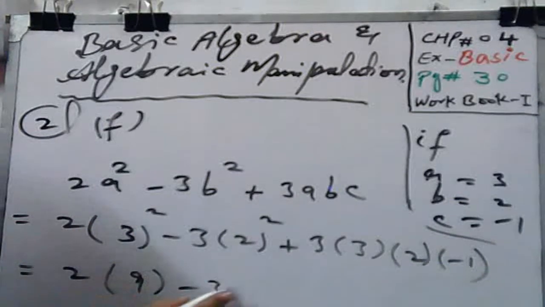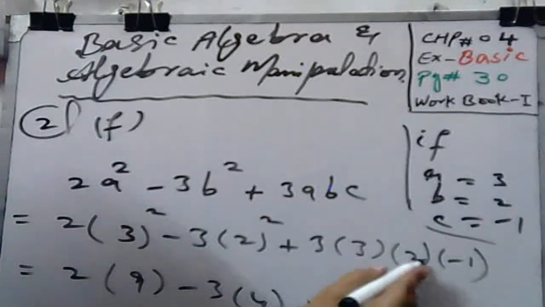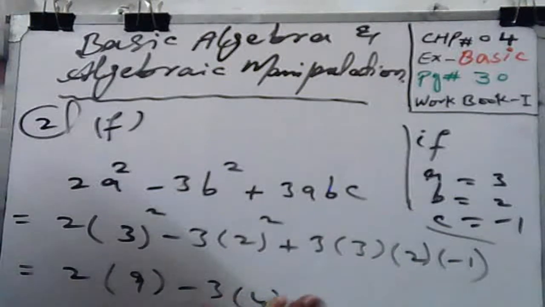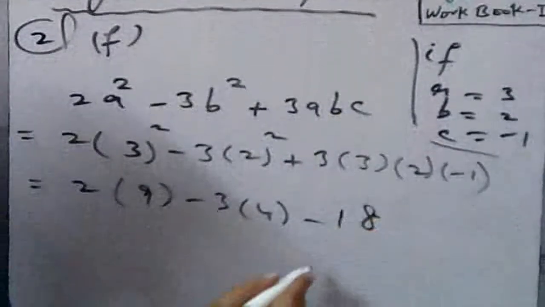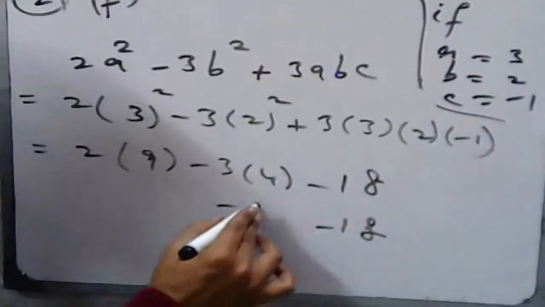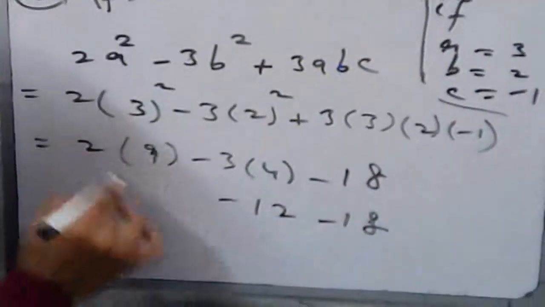4 3s are 12, 9 2s are 18. Now both are minus and plus, so minus 18 plus 18, only you get minus 12. This is your required result.